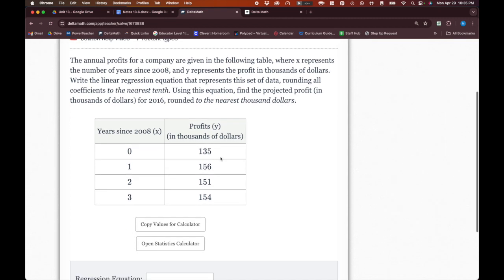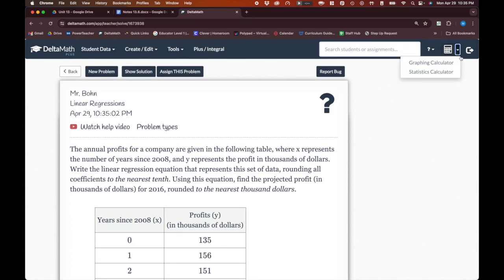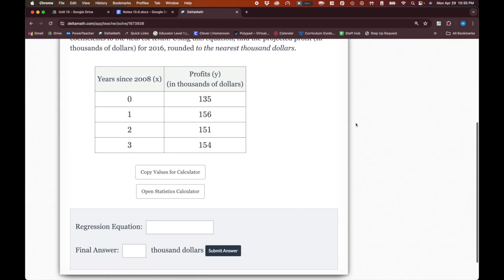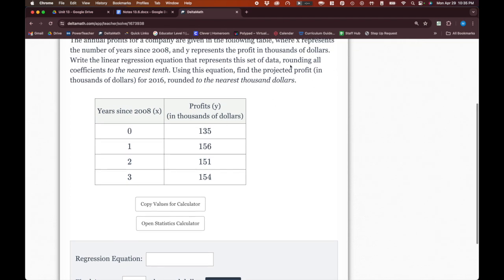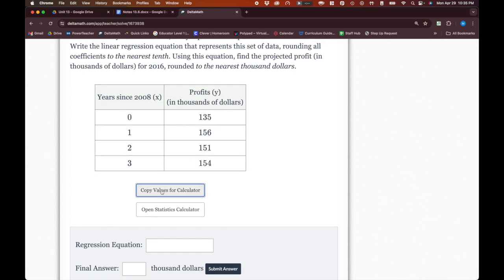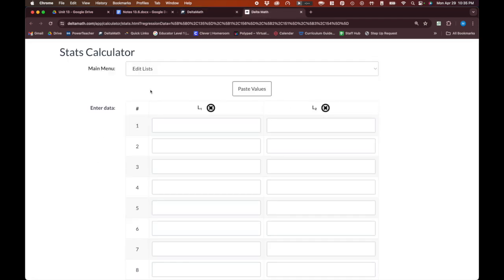And then lastly, this linear regression here. This is the one that we just learned today. I'm given a bunch of data. And actually, in Delta Math, there is a handy dandy stats calculator up there. You can always get to it up here as well. So there's a graphing calculator and a stats calculator. I'm given all of these values here, and it wants us to find the projected profit for 2016. To find it, I'm first going to copy these values to my calculator. Then I'm going to click that Open Statistics Calculator.